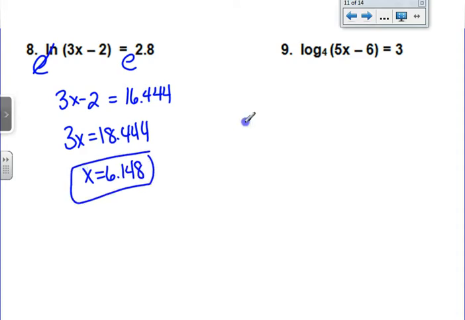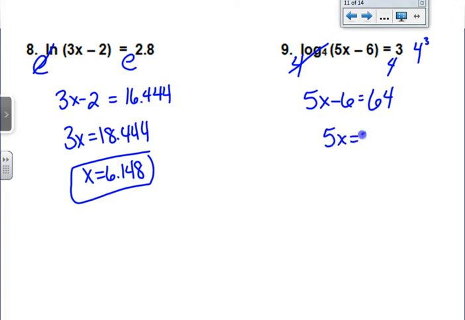Okay. Number 9, since it's a base 4 logarithm, we're going to exponentiate with a 4. So 4 to the log base 4 is going to cancel, and we end up with 5x minus 6 equals, and then this is 4 to the third power, which is the same thing as 64. So we're going to add the 6 and get 5x equals 70. And then when I divide 70 by 5, I get x equals 14.